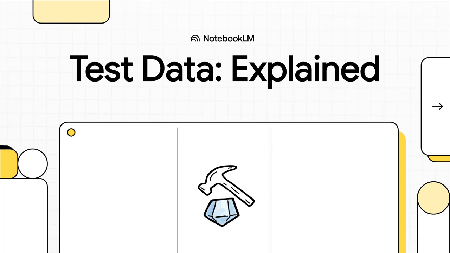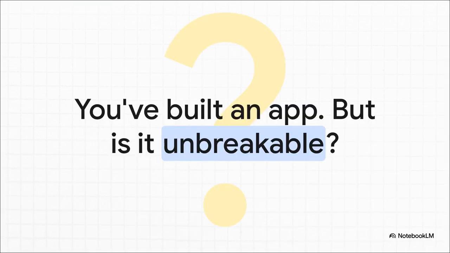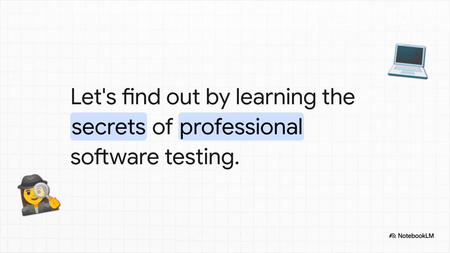Today, we're going to decode something that's absolutely crucial for making any software great, and that is test data. Picture this. You've poured hours, maybe weeks, into building a new app. It looks great, the logic feels flawless, but here's the real question. Is it unbreakable? What happens when a user does something you totally didn't see coming? Well, that's exactly what we're going to dig into.